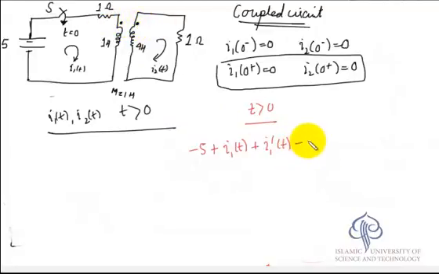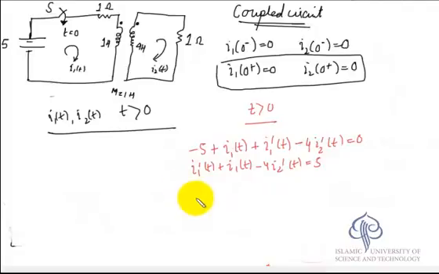So you'll write minus 4 times the mutual inductance I2 dash t is equal to 0. This is the first equation. Let us write it more simply. So it's going to be I1 dash t plus I1t minus 4 I2 dash t is equal to 5. This is the first equation.